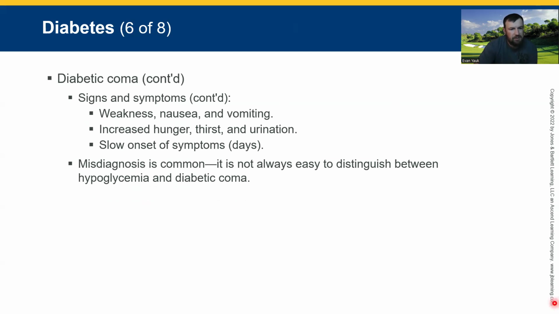Diabetic coma, signs and symptoms: weakness, nausea, vomiting, increased hunger, thirst, or urination, slow onset of symptoms. Misdiagnosis is common. It is not always easy to diagnose between hypoglycemia and diabetic coma. So remember, hypo means low. Hyper means high. So we have a low blood sugar, or we have diabetic coma. It's hard to tell. That's why we need to go ahead and get that blood glucose tested using our glucometer.